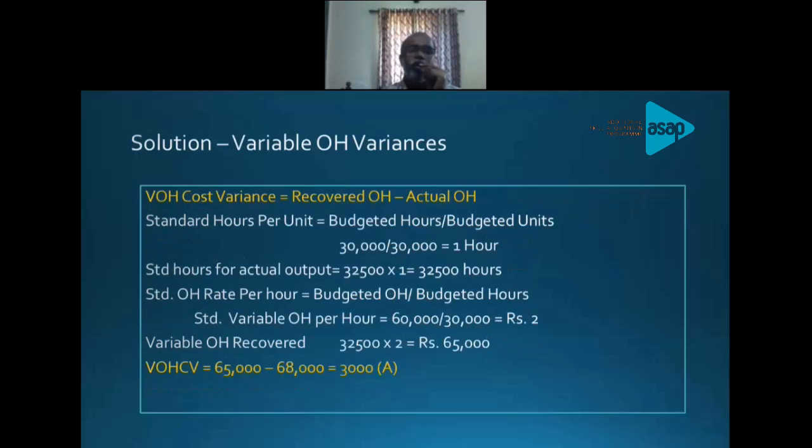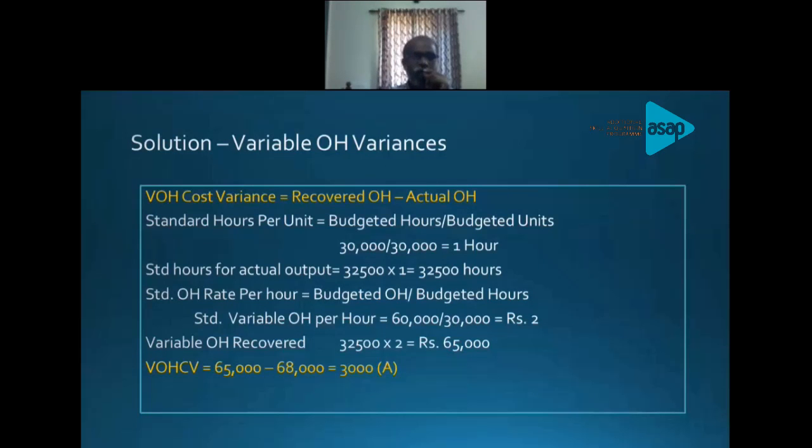Variable overhead. First of all, we are dealing with variable overhead cost variance. The equation is recovered overhead minus actual overhead. You know it? You should take it down. Variable overhead cost variance is recovered overhead minus actual overhead. We have to compute so many things. The question is a raw material ruling. We have to compute the required data from the question. Straight away, we can't apply it.